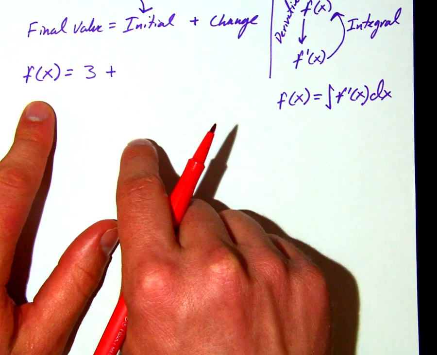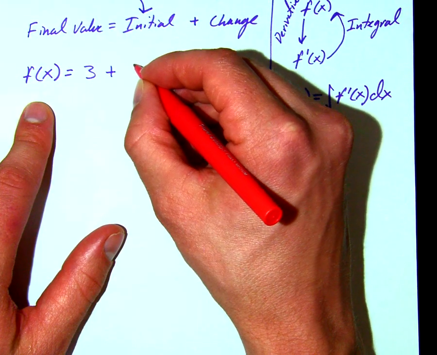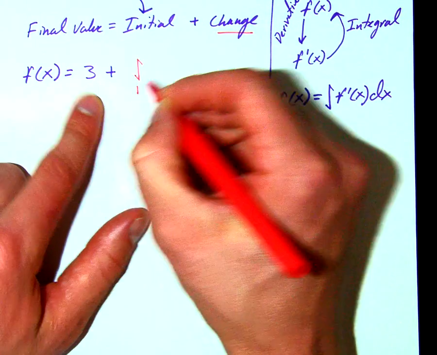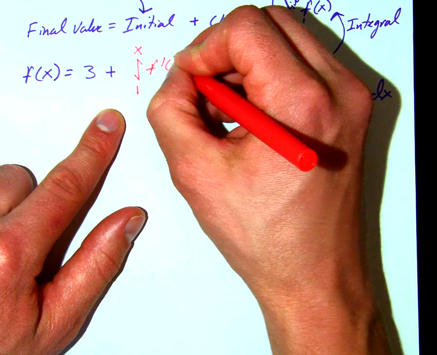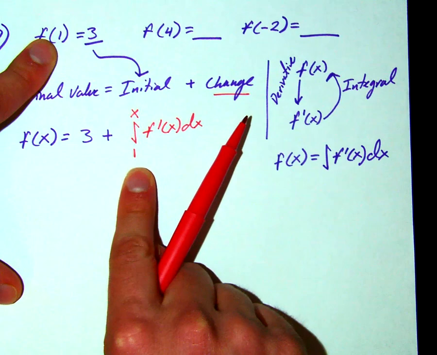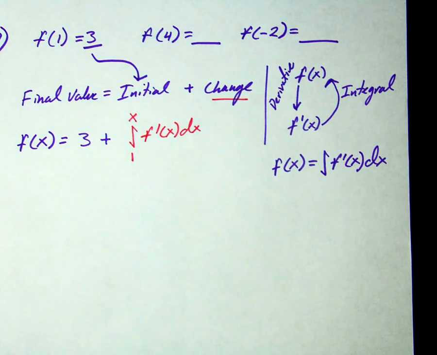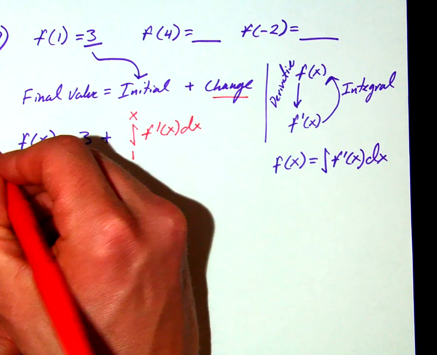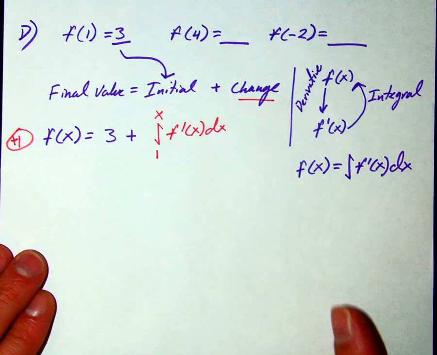So, since f of 1 is 3, the change is going to be the integral from 1 to x of f prime of x dx. Okay? I'm getting the 1 from up here. Oh, and by the way, you guys just got a point for writing the integral expression. So let's try this.